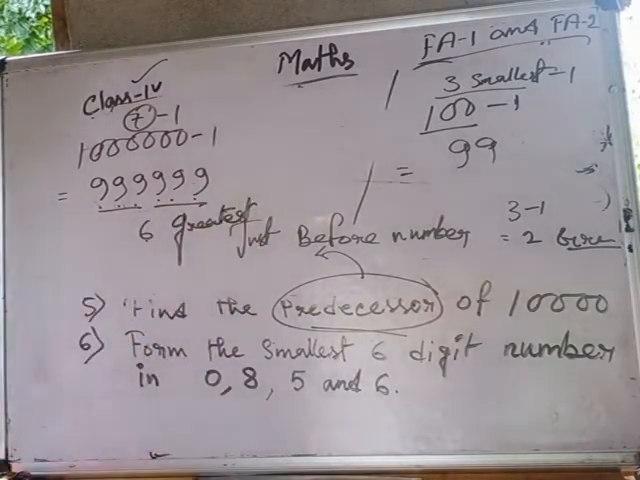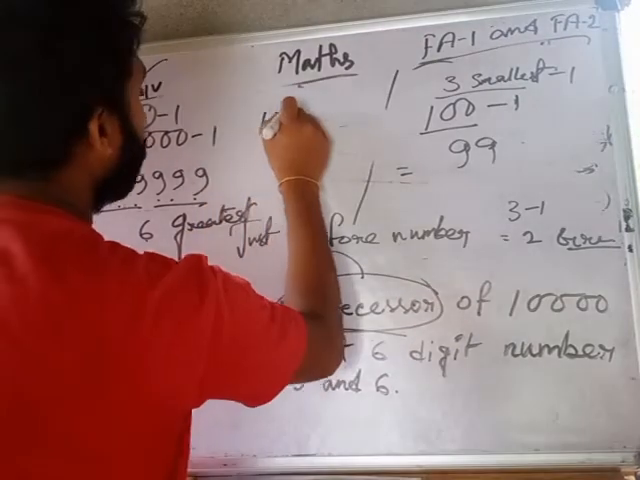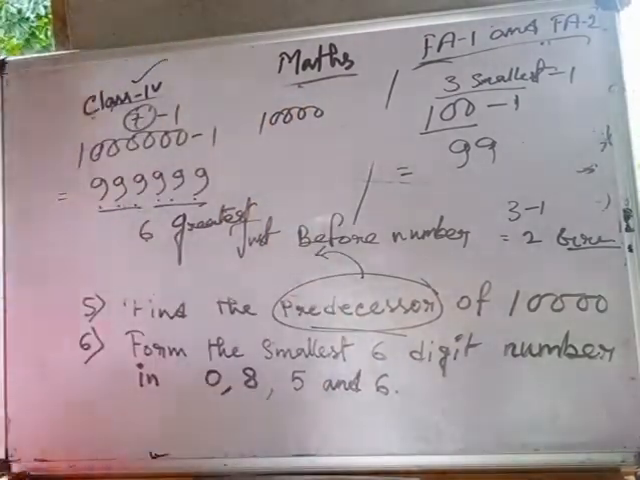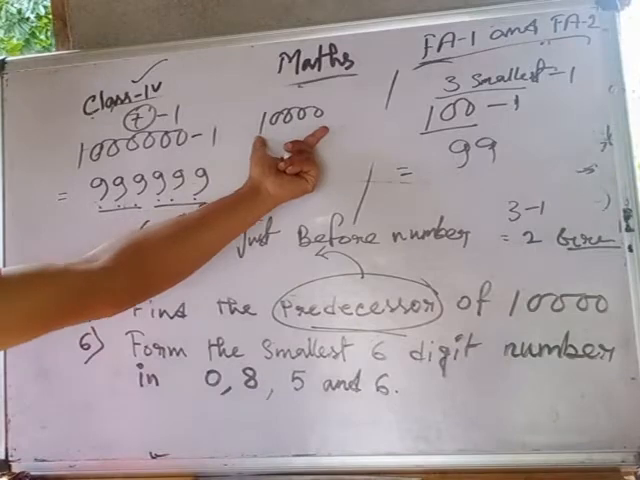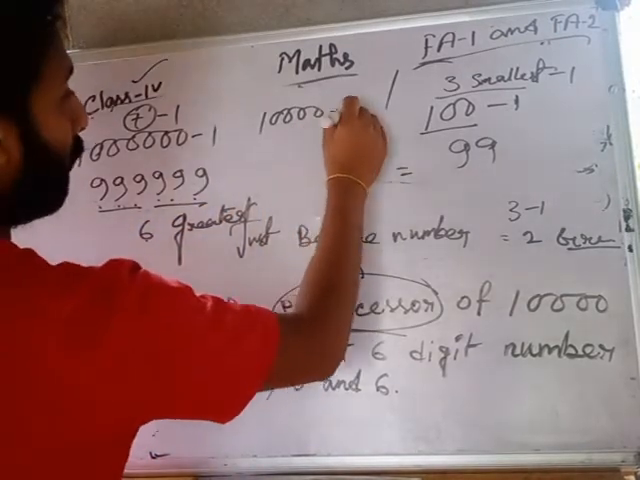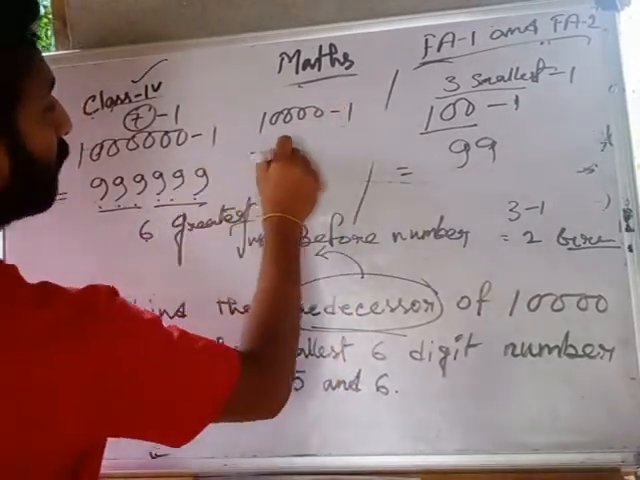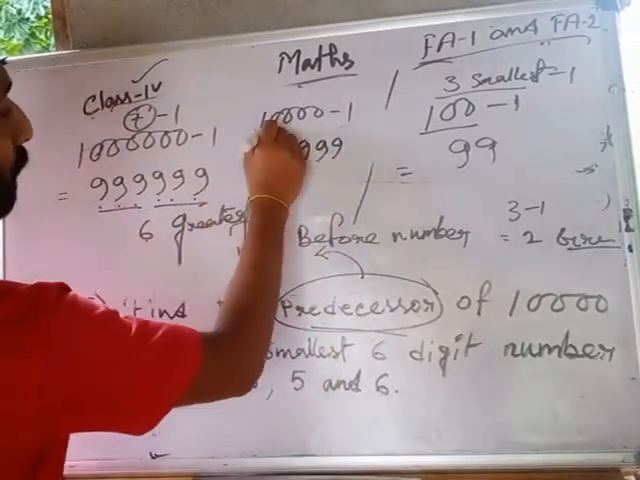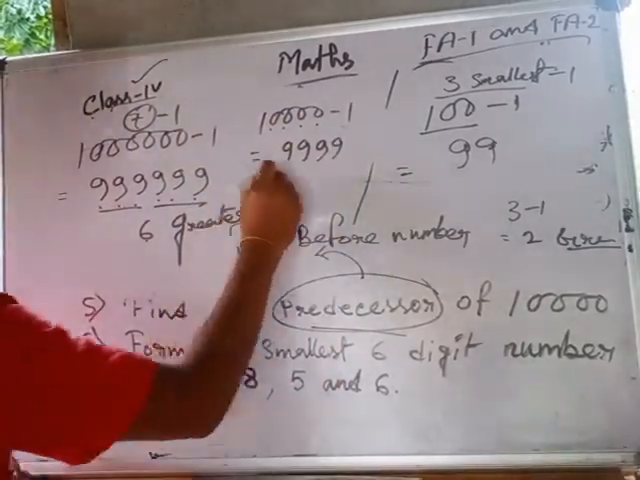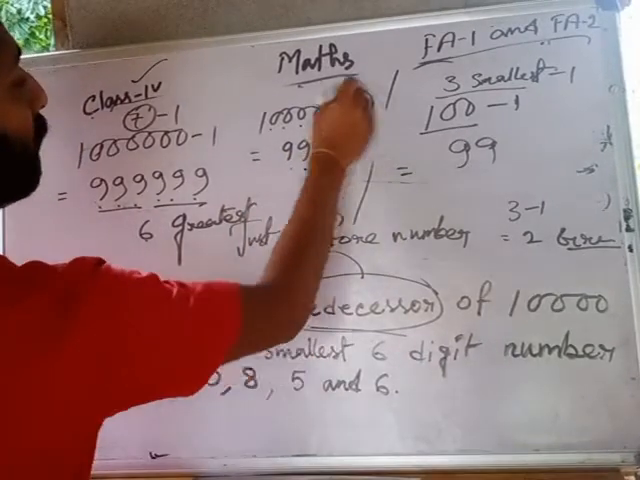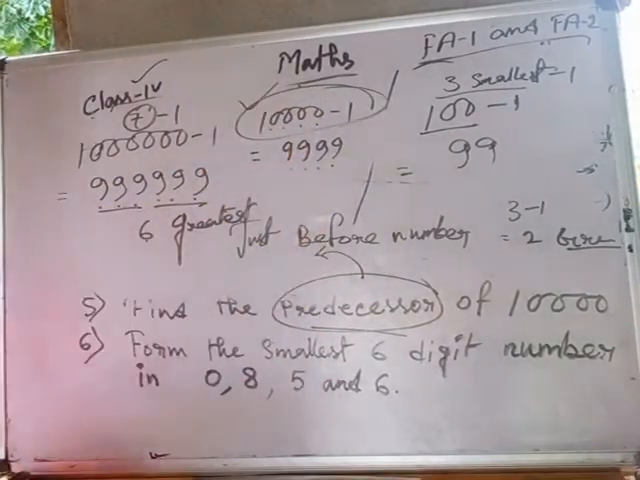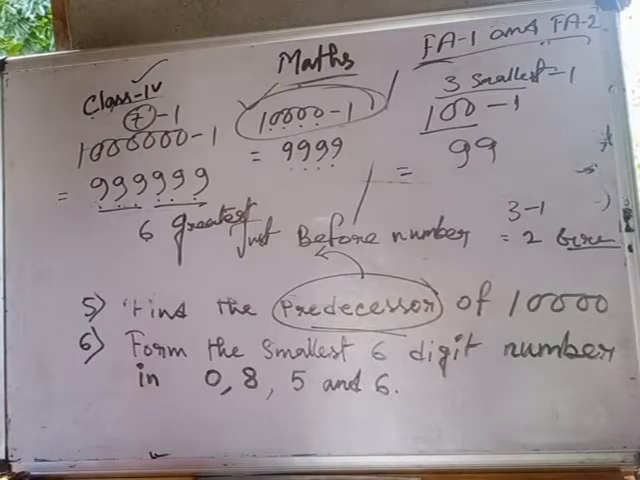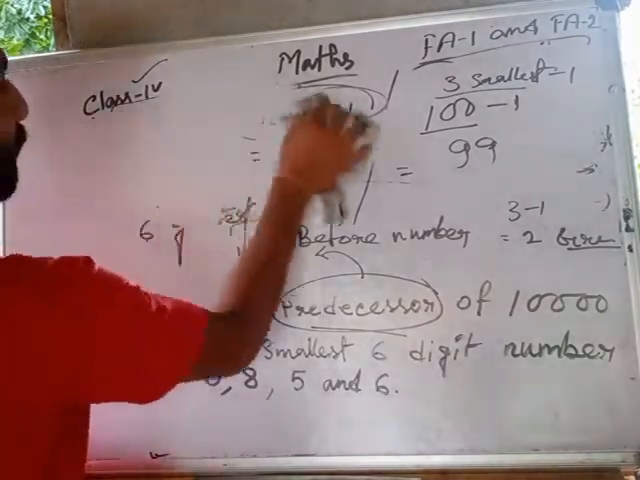Do you understand? If it is a 5-digit smallest number, at that time we should find the predecessor. Since 4 zeros are there, we should write 4 nines as the predecessor of this 5-digit smallest number. Okay, after that I will tell you the next.